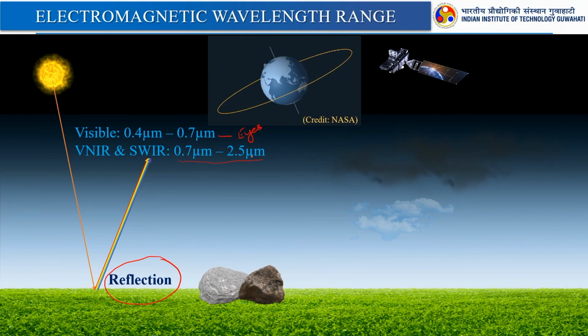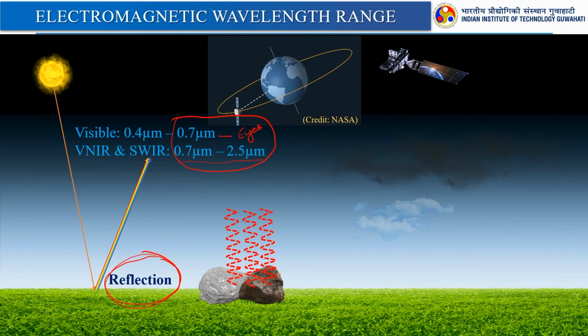So these two wavelength ranges are the reflective domain, and the reflective domain means the information that you will be getting is from the top layer of the surface, because reflection is a property of the top layer, right? So from this layer you will get the information when you collect the data in the reflective domain. That means an image generated in this wavelength will have the top surface information of the target.